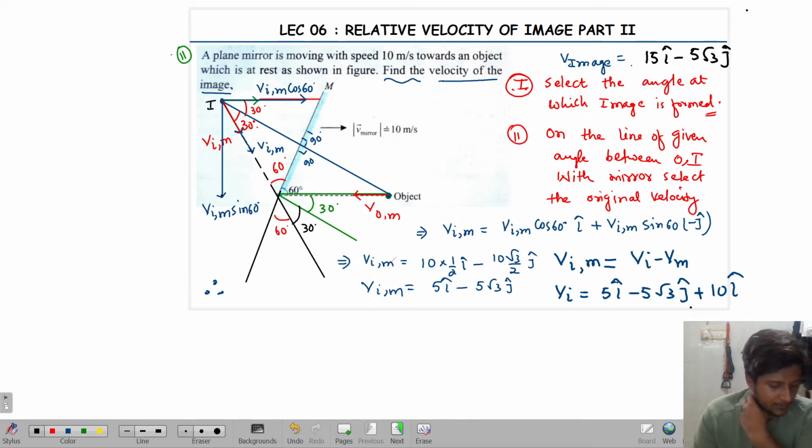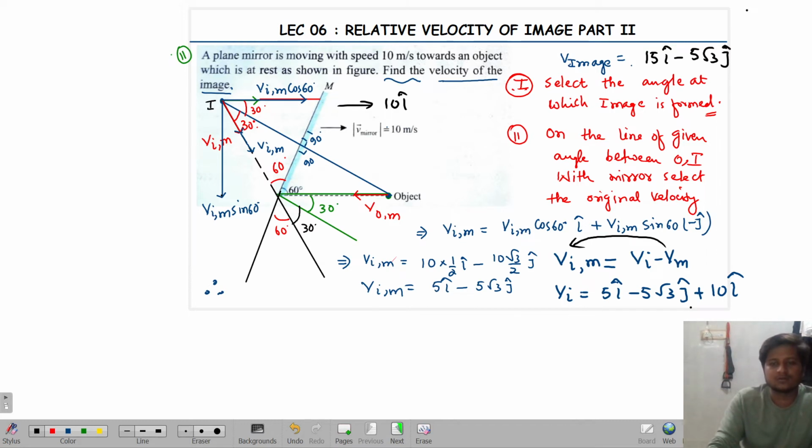10 i, it will be plus now. Why? Because this velocity of mirror, if it goes to the left hand side, it will become positive over here. V of m I bring to this side, so it changes to plus, and the mirror is moving to the right side, so it will be 10 i cap, so it will be plus 10 i cap. Got it or not?